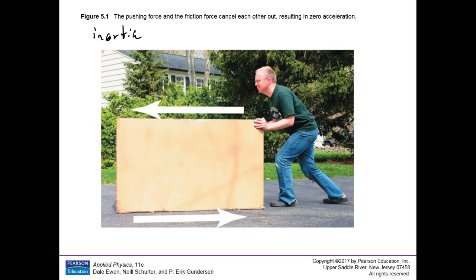So this does have an unbalanced force because he's exerting a force on it, but it's not moving. And a force is a mass times acceleration. It should be accelerating, except there's an unbalanced force keeping it from accelerating. Now that's my best guess of what that is: the pushing force and the frictional force cancel each other out, making a zero acceleration. Okay.